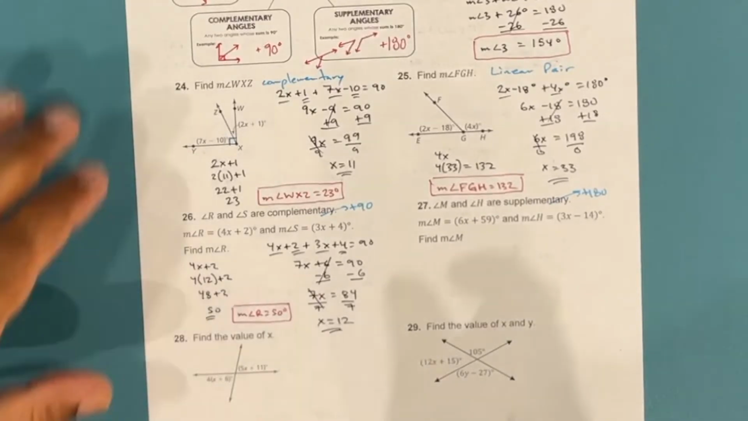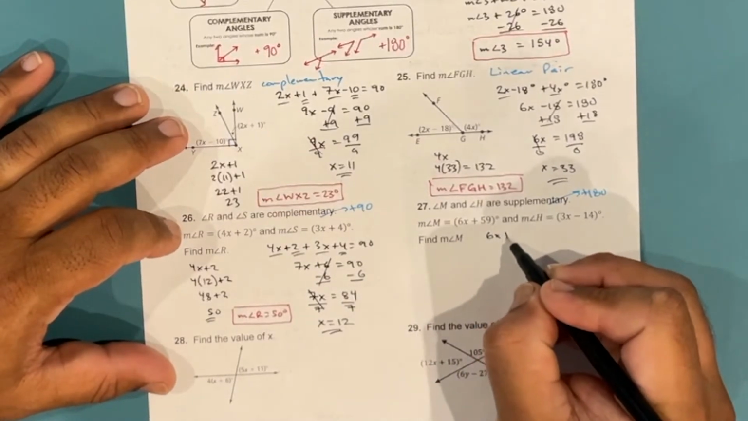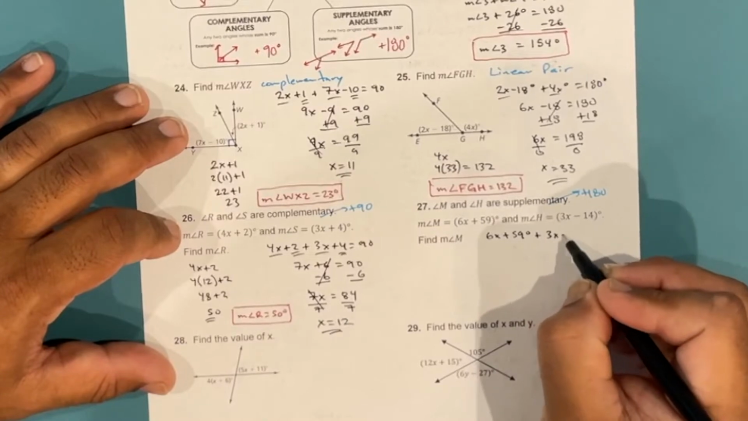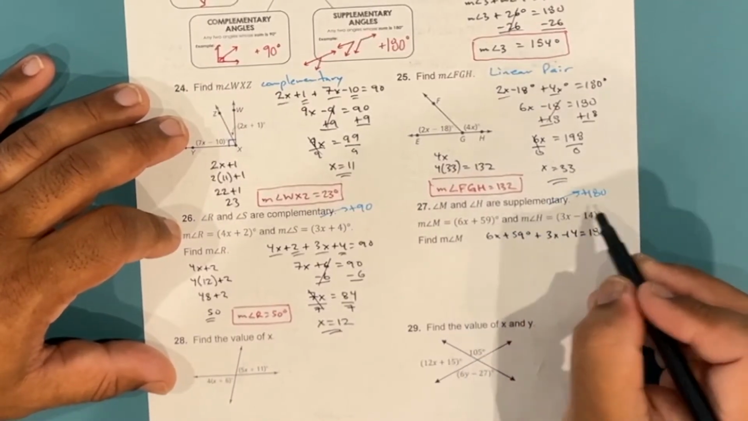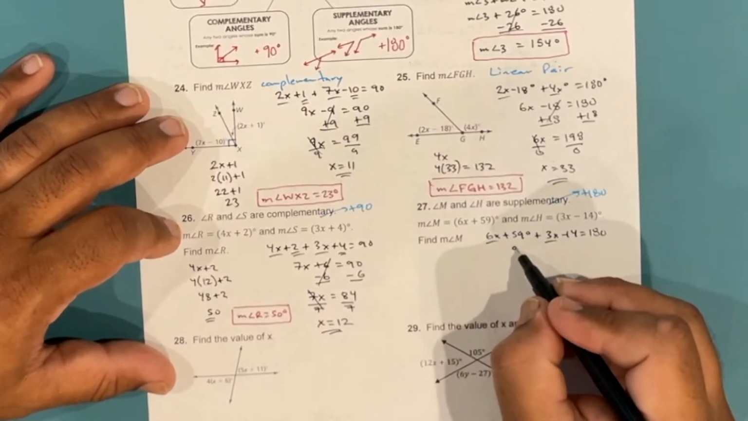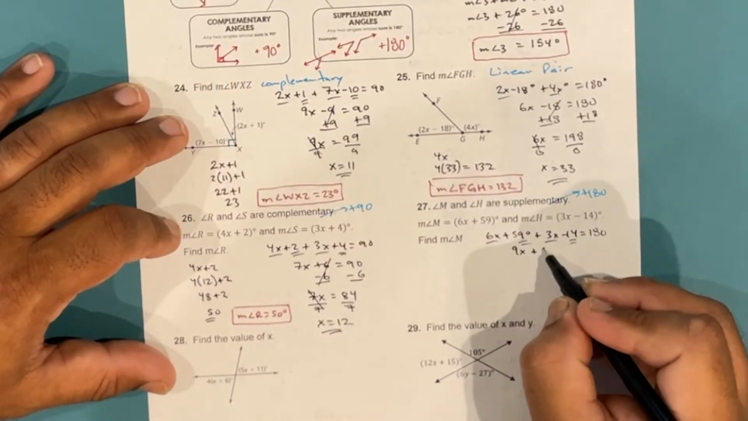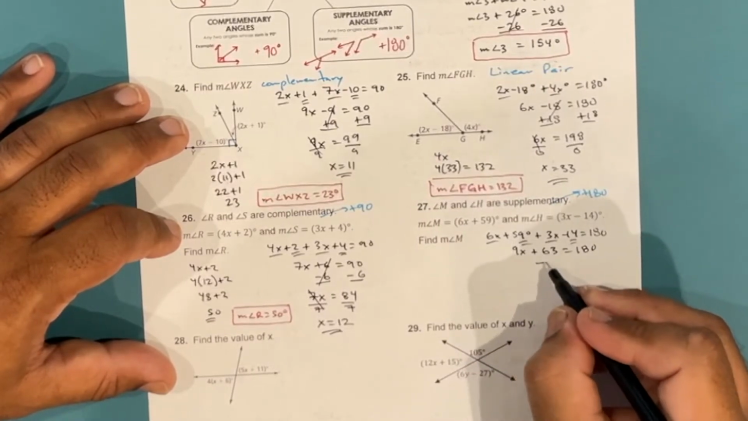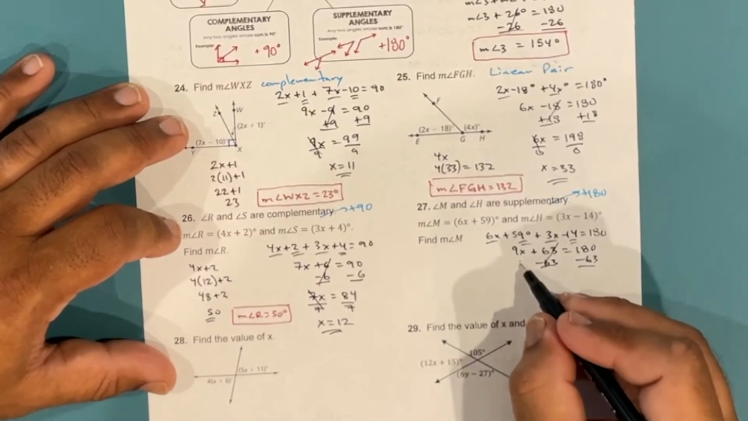Same type of problem, but it's supplementary, which means they add to 180. So 6x plus 59 degrees plus 3x minus 14 equals 180, because it says supplementary, so I know they add up to 180. 6x plus 3x is 9x. 59 minus 14 is 45 plus 63... equals 180. I'm going to subtract 63 from both sides to get the x by itself.